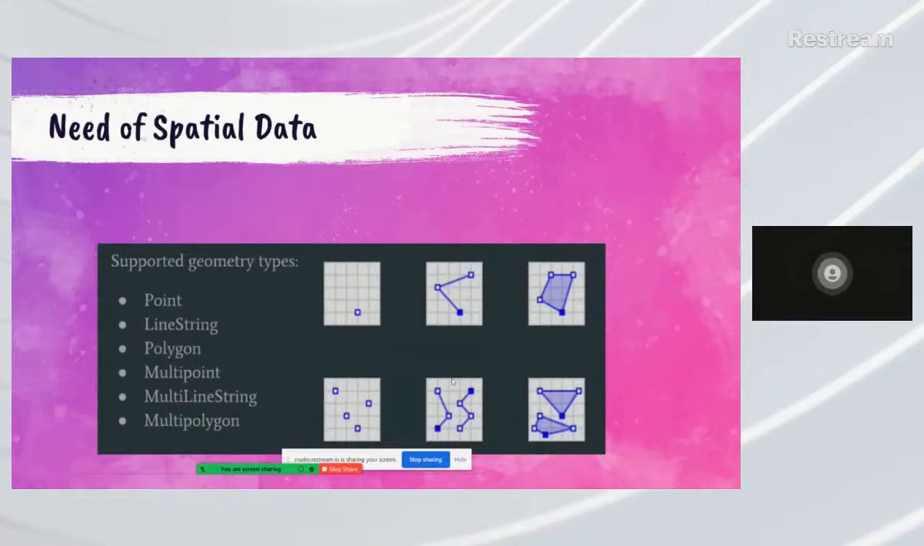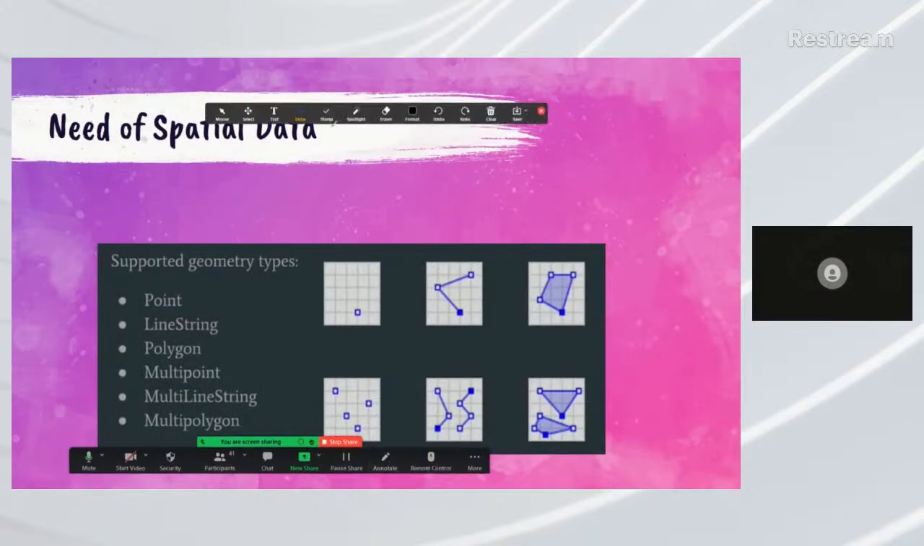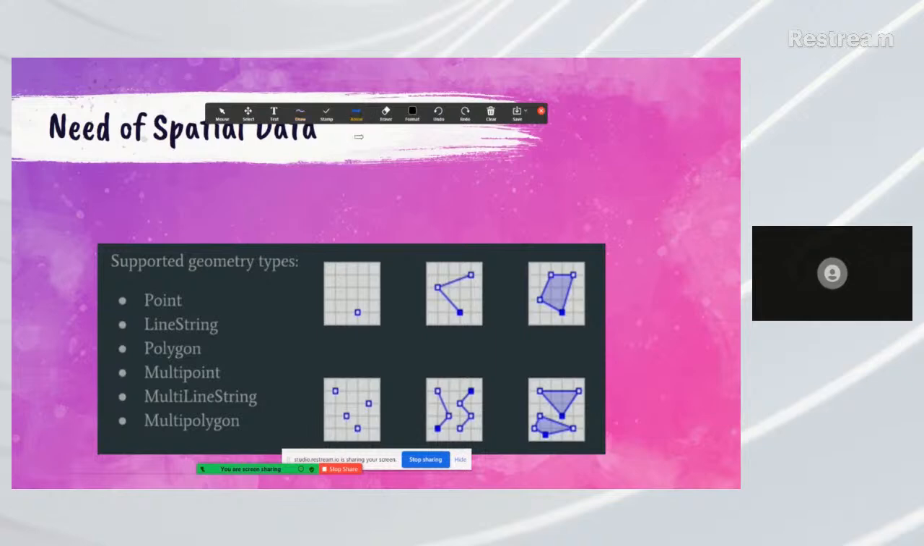The need of spatial data is that it supports various geometrical types, which means a point, a line string, and a polygon. This is called a point. This is called a line string. This is called a polygon. This is called multi-point, multi-line string, and multi-polygon.